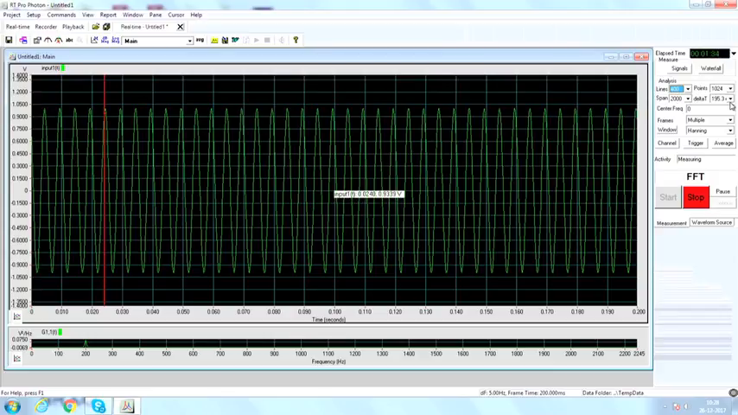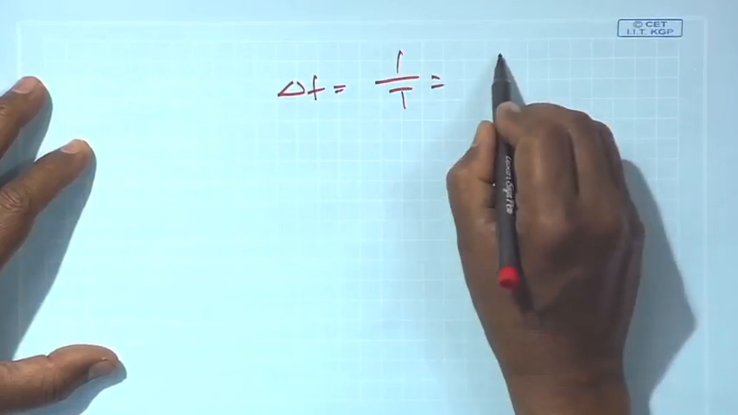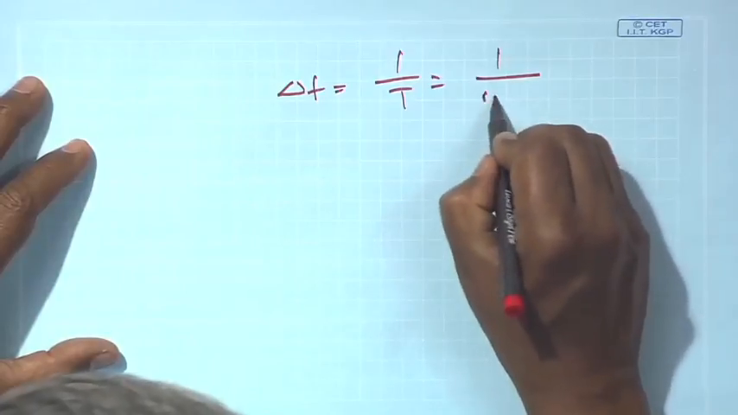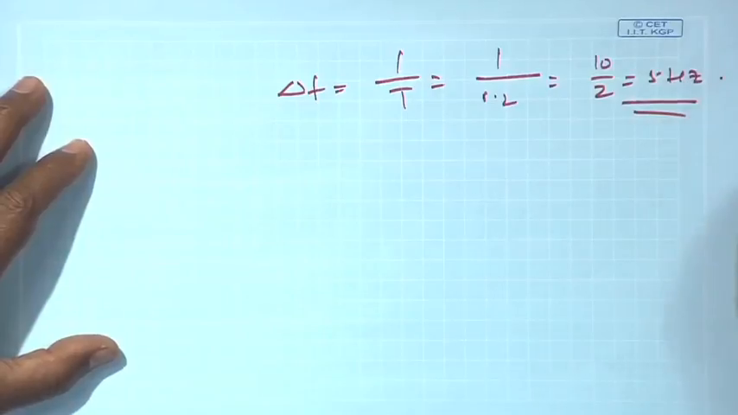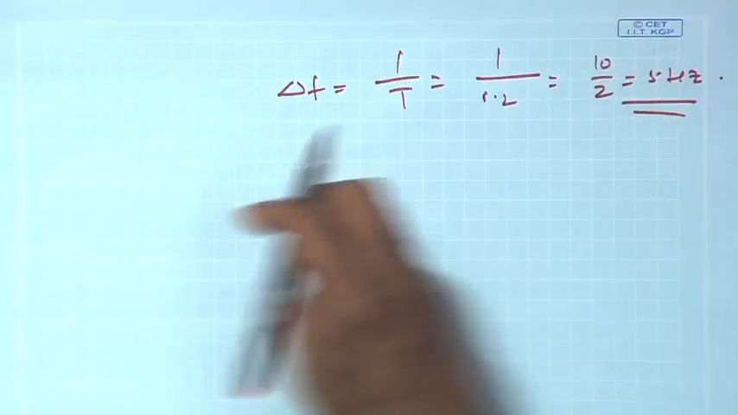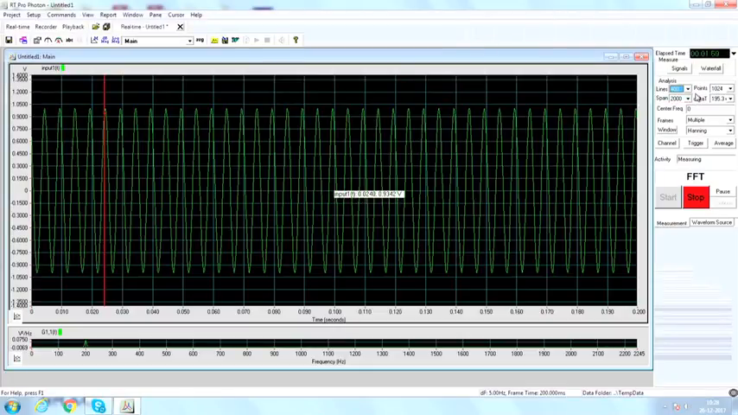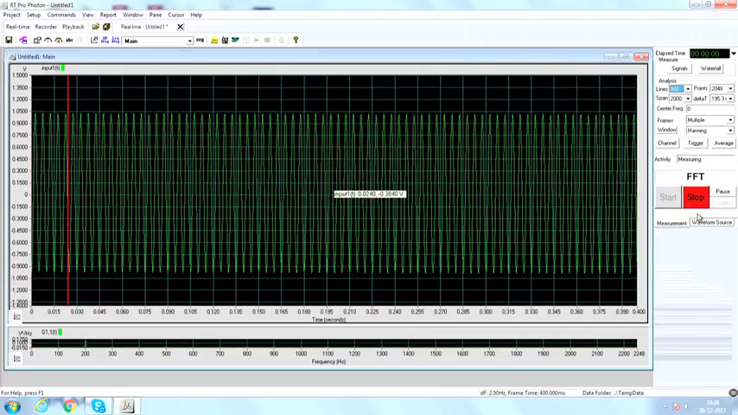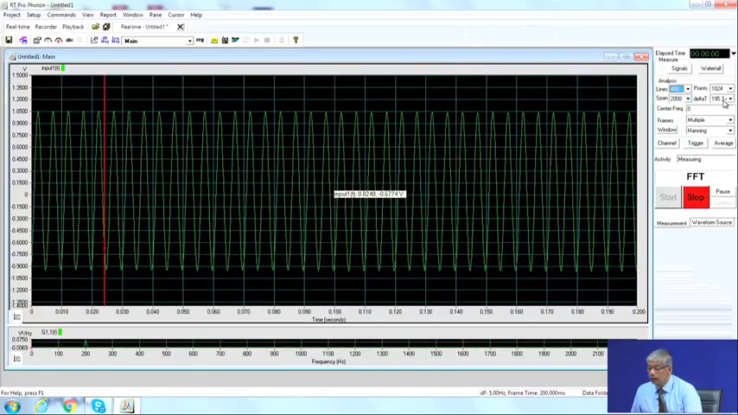All I have done is, you can find out delta f is nothing but 1 by t, that is 1 by 0.2, that is 5 hertz. We will see that once we do FFT for n equal to 1024. Just to give you an idea, I will change this again to 800. This becomes 0.4 seconds, and delta t is not changing.